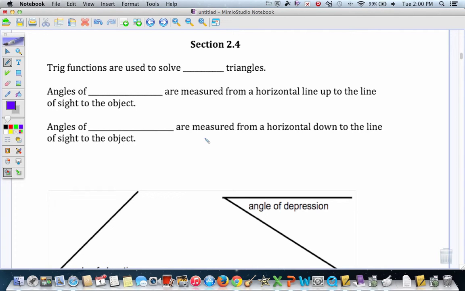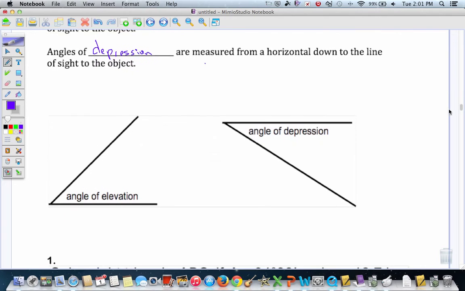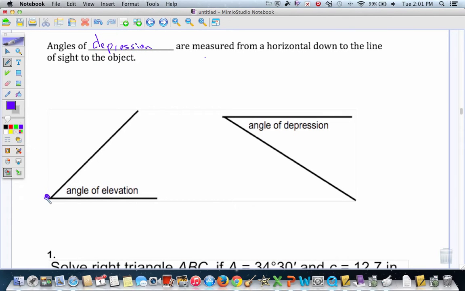Section 4, trig functions are used to solve right triangles. Angles of elevation are measured from a horizontal line up to the line of sight, and angles of depression are measured from a horizontal line down to the line of sight. Quick illustration here. If we're standing right here, this is the ground as our horizontal line, looking up at, say, the sun over here. Our angle of elevation is our angle from the horizontal line up to our line of sight.